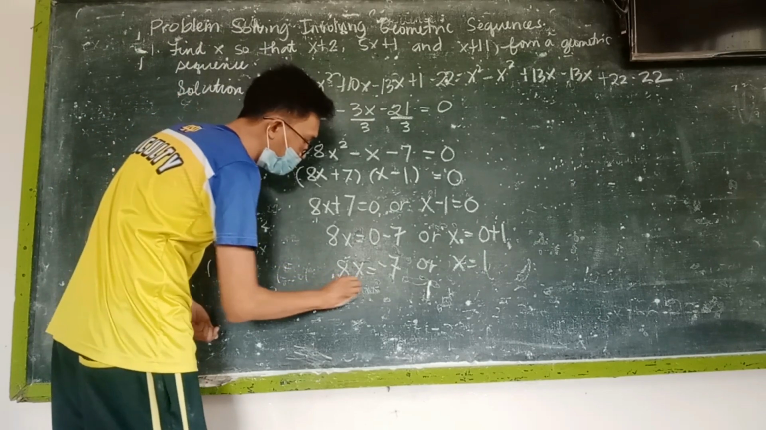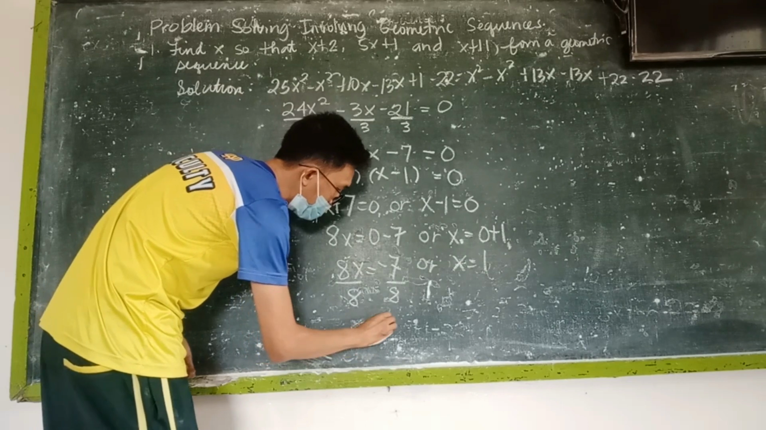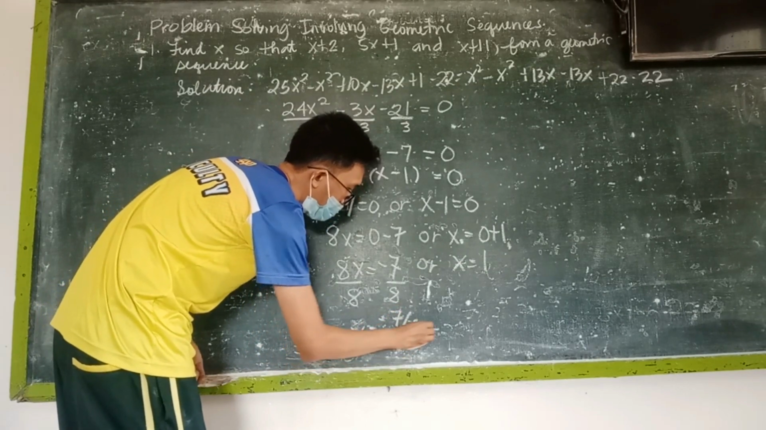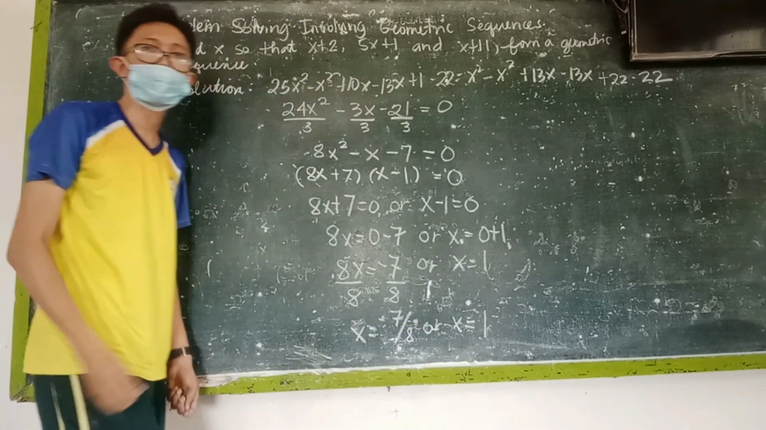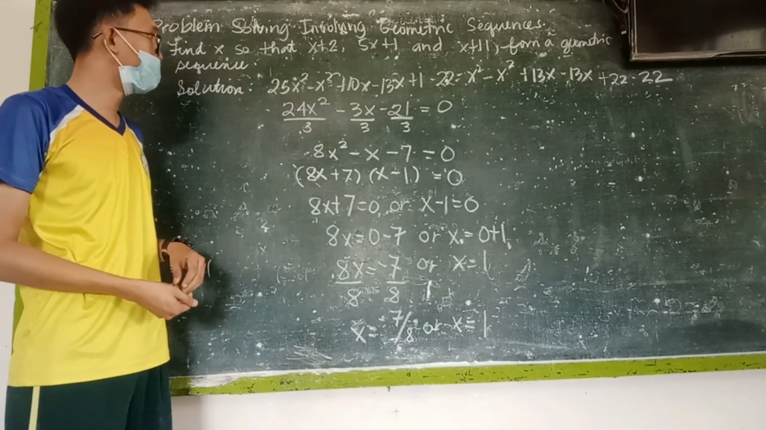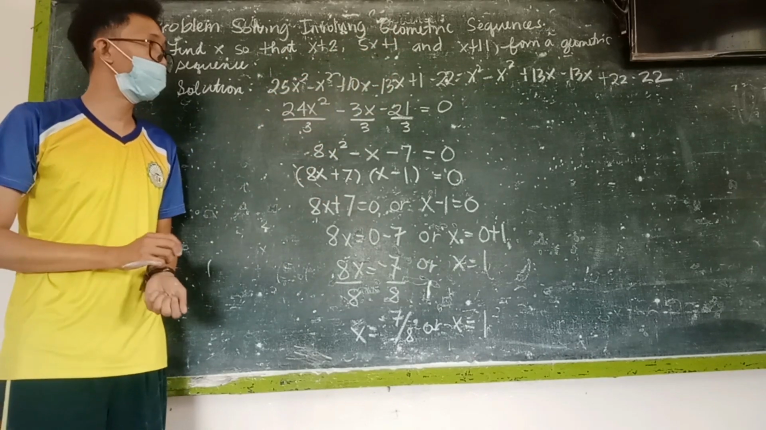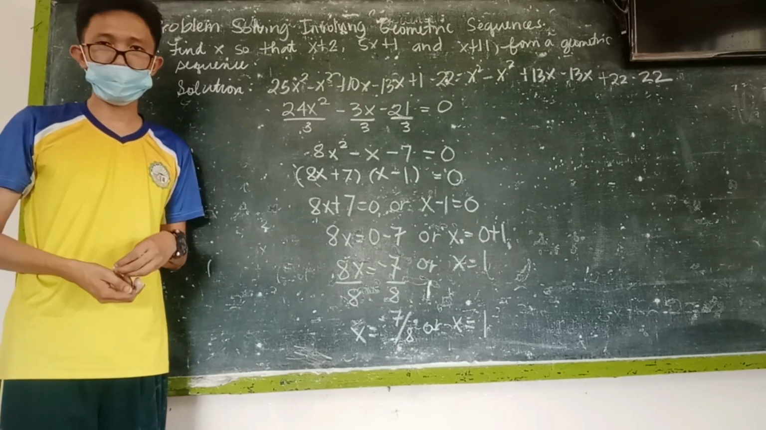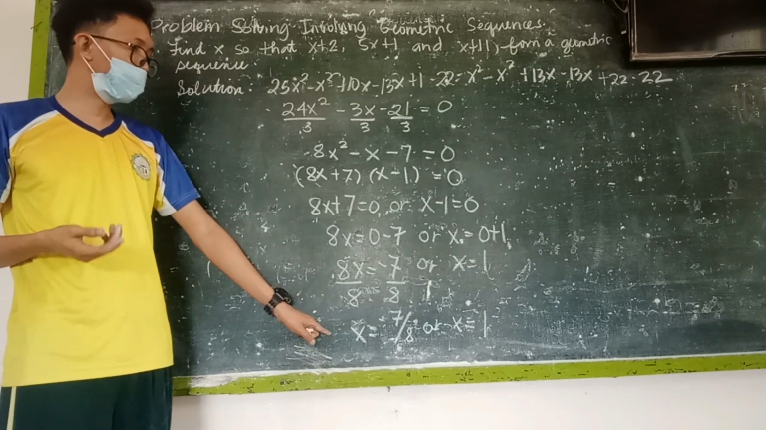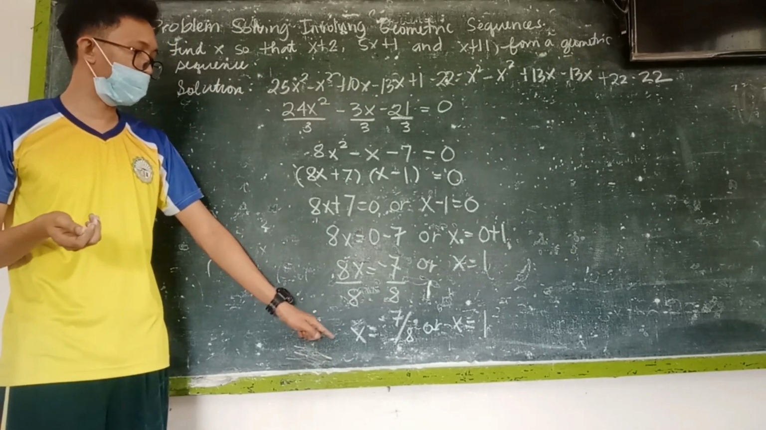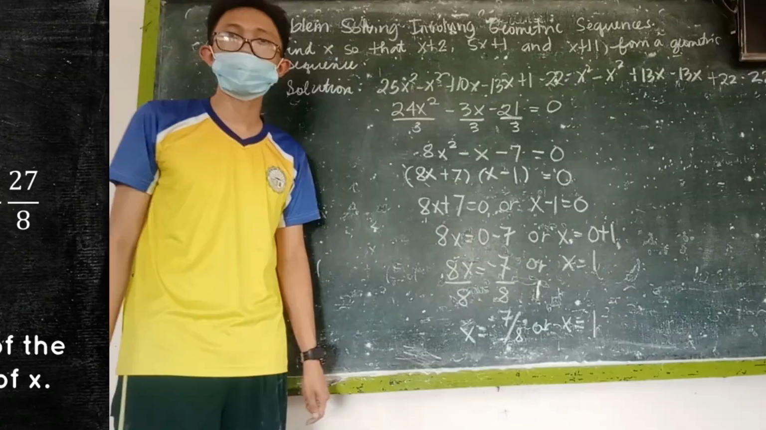So, we will divide both sides by 8. So, x is equal to negative 7 over 8, or x is equal to 1. So, ito ang values ng x natin, so that x plus 2, 5x plus 1, and x plus 11 will form a geometric sequence. Now, we will check whether masasatisfy ba na may common ratio if ang x natin is negative 7 over 8 or x is equal to 1.